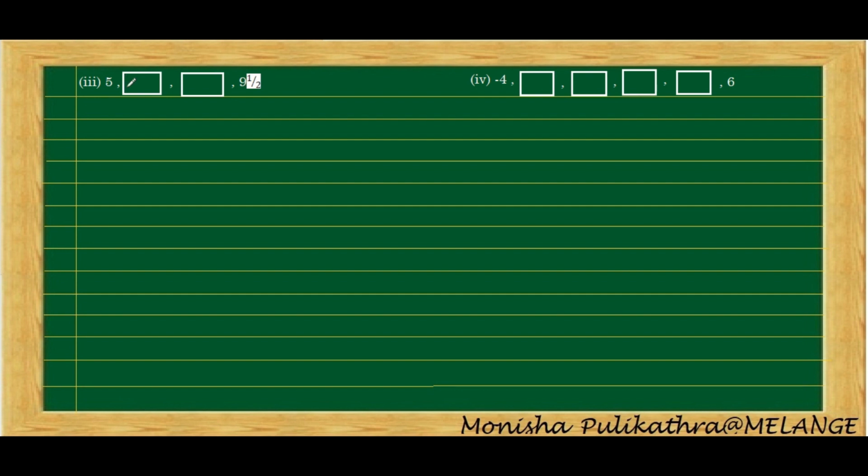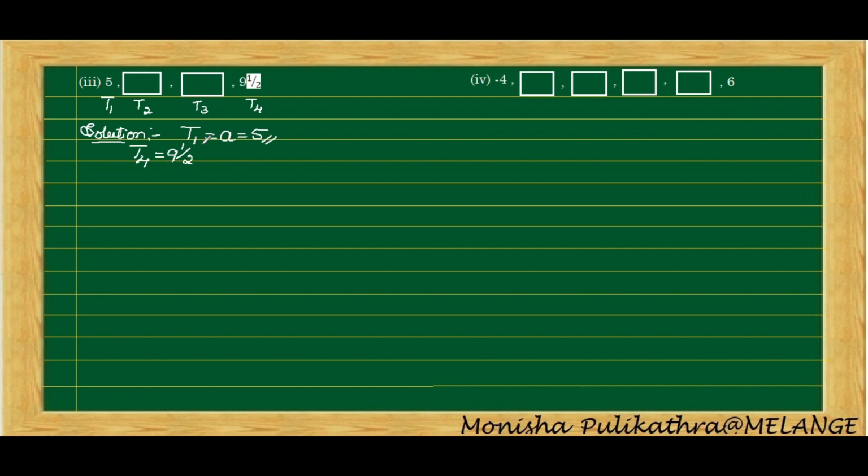So the third problem is 5, 2 missing letters, and then 9.5. Okay, so here 5 is T1. This is T2, this is T3 and this one is T4. So in the solution part, we need to write what is the given information. First one is T1, and T1 is also equal to the first term, which is 5. So the first term is given. Next is T4. T4 is equal to 9.5.